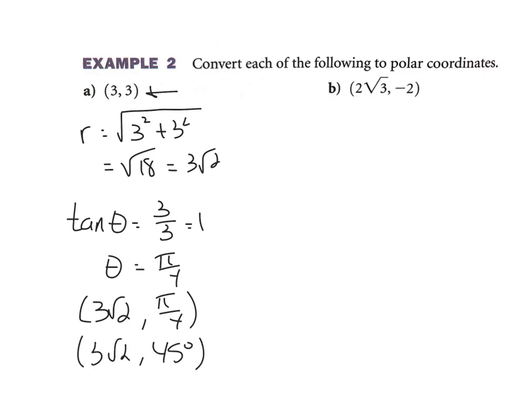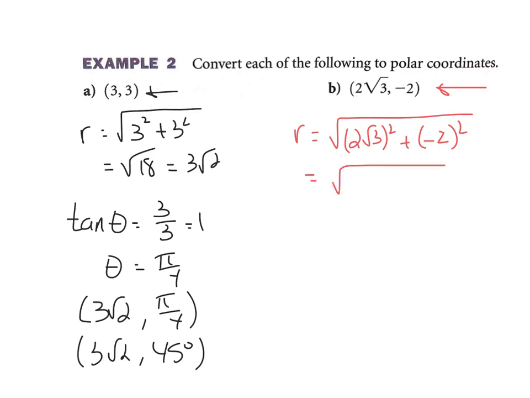Okay, let's try the other one over here, just to make sure you got it. It says this is my rectangular, so I'm going to find r first. I'm going to do 2 root 3, square it, and negative 2, square it. So if you square 2 root 3, it'd be 4 times 3, which is 12. Square this and you get 4. That's 16. The square root of 16 is just 4, so there's my r.